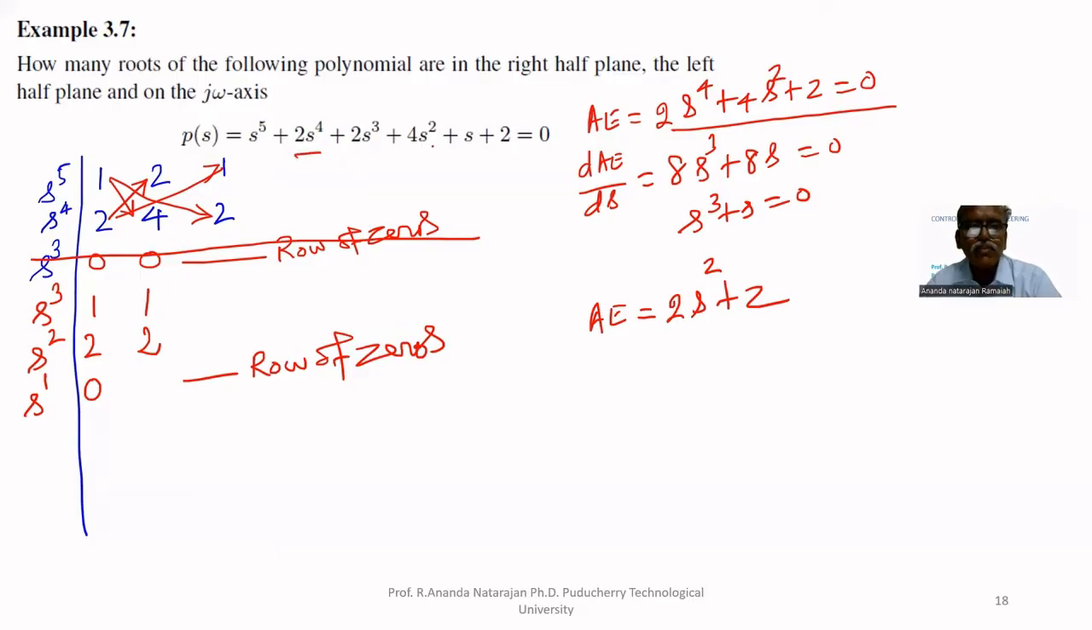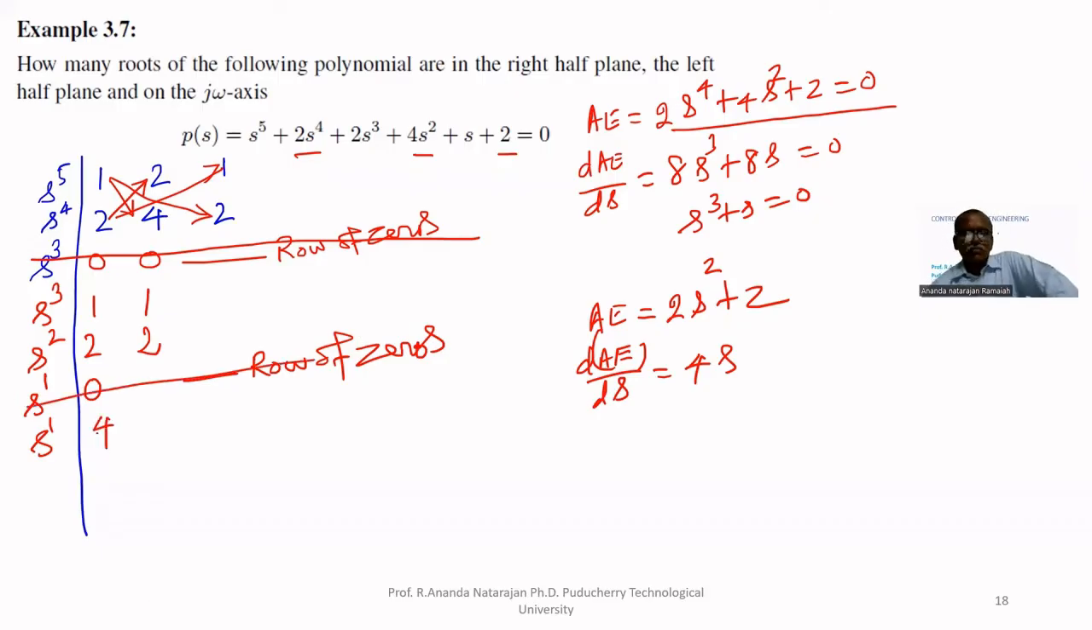Because we have taken even coefficients only for that row, here also we have to take even powers. Therefore, dA(s)/ds equals 4s. Therefore, s power 1 is 4. Then s power 0 is 4 multiplied by 2 minus 0 divided by 4, that is 2 you will get.